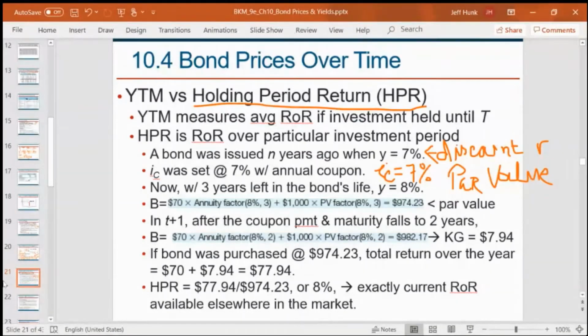Now, with 3 years left in the bond's life, so now the time left to maturity is 3 years, the discount rate is 8%. From this, you can already tell, is this going to be a discount bond or premium bond? You should be able to tell it's a discount bond, because now the discount rate is higher than the coupon rate, right?